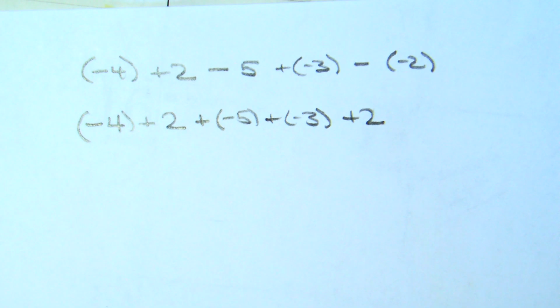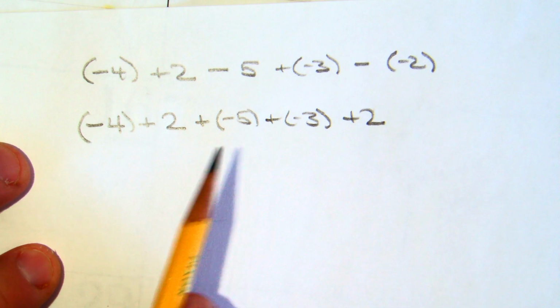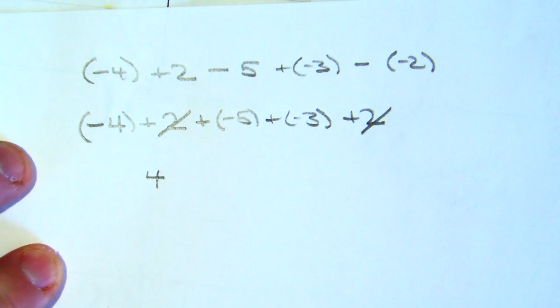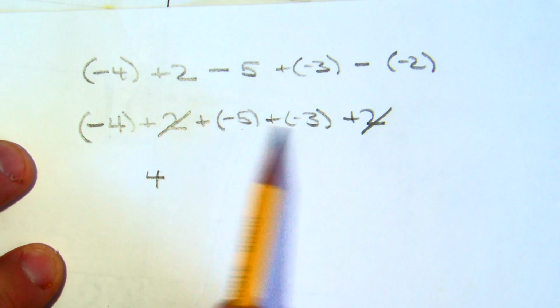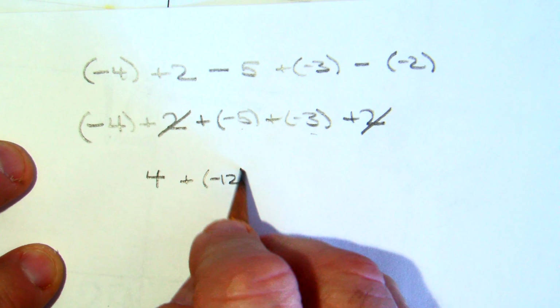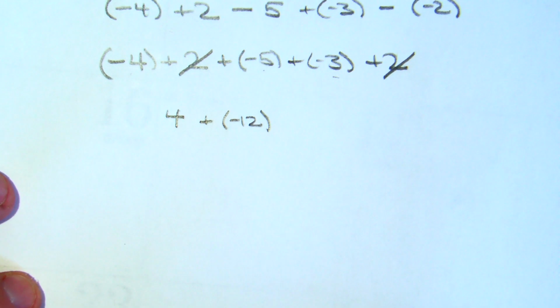And what you may want to do, rather than working left to right, because you're switching signs, is add all your positives. 2 plus 2 is 4. So I've taken care of those. Now add all your negatives. 4, 5 is 9, 9, 3 is 12. So it's 4 plus -12. That way you don't have to switch back and forth.